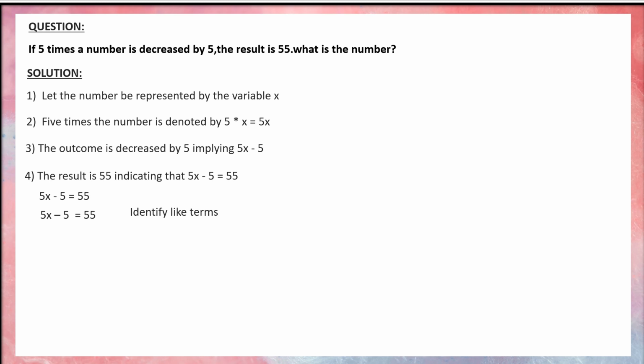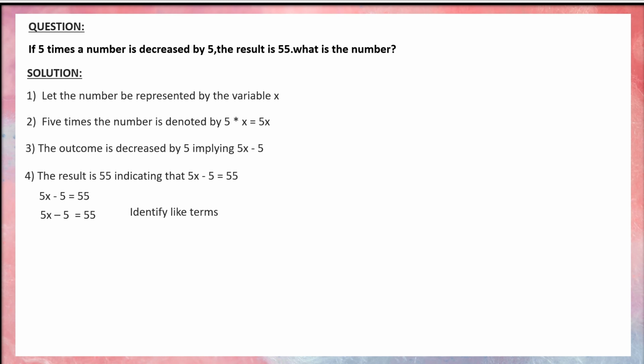That cannot be simplified further. If you have 5 apples minus 5 balls, it will still be 5 apples minus 5 balls. It can't be simplified further. On the right hand side, we have 55. So if we look at the left hand side and the right hand side, we'll see that there are numbers, minus 5 on the left hand side, and we see 55 on the right hand side. 5x has a number and a variable.